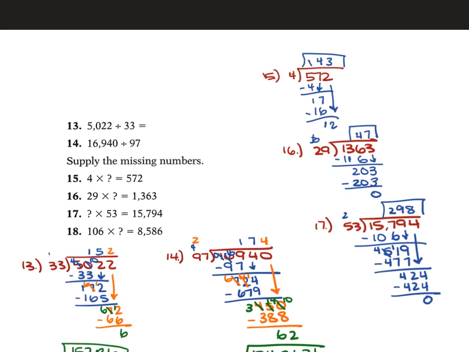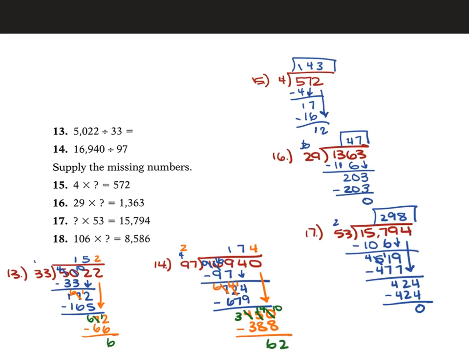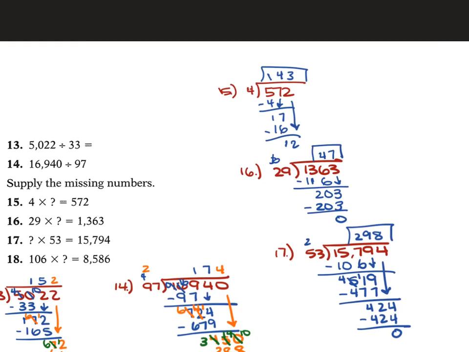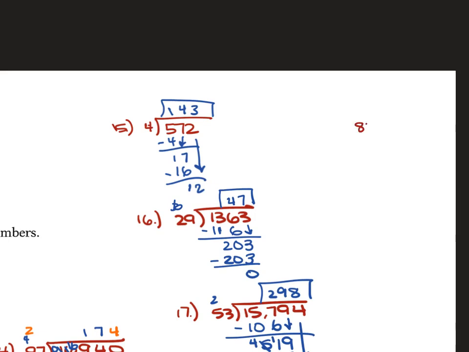For 18, we have 106 times something is 8,586. So I'm going to do 8586 divided by 106. And this was number 18. All right, so 8586 divided by 106. 106 doesn't go into 8, nor does it go into 85, but it goes into 858. I'm going to try 8 times since that first number there is a 1, and 8 times 1 is 8.